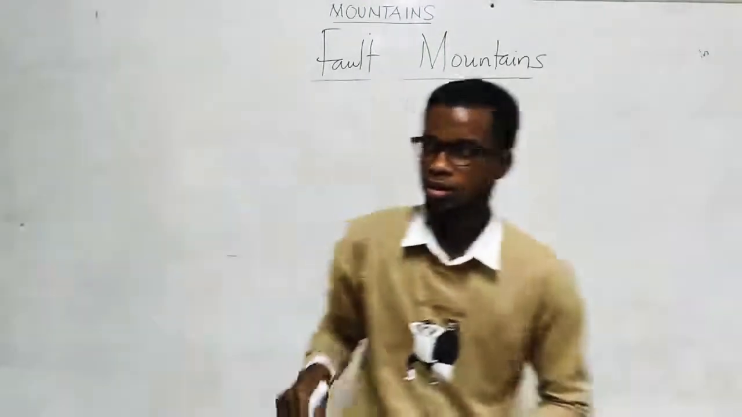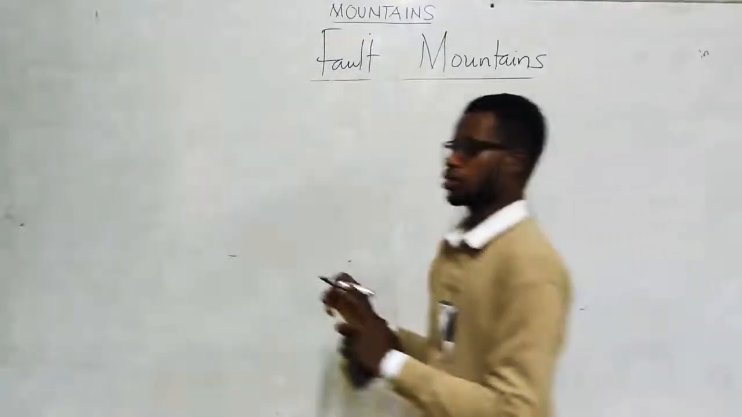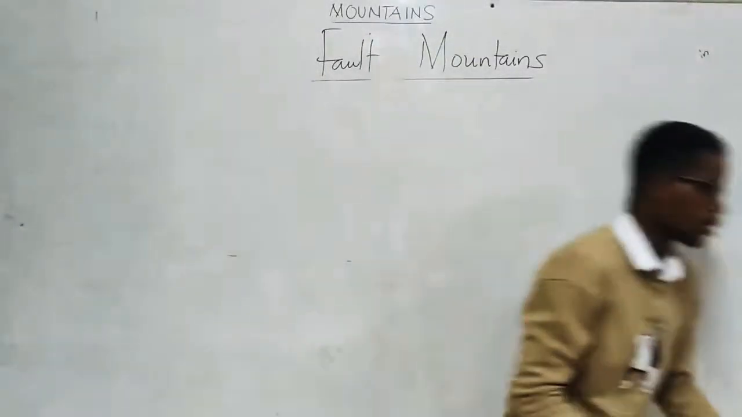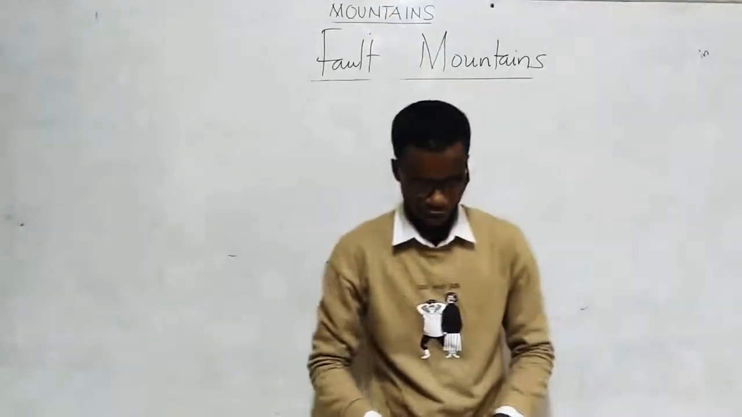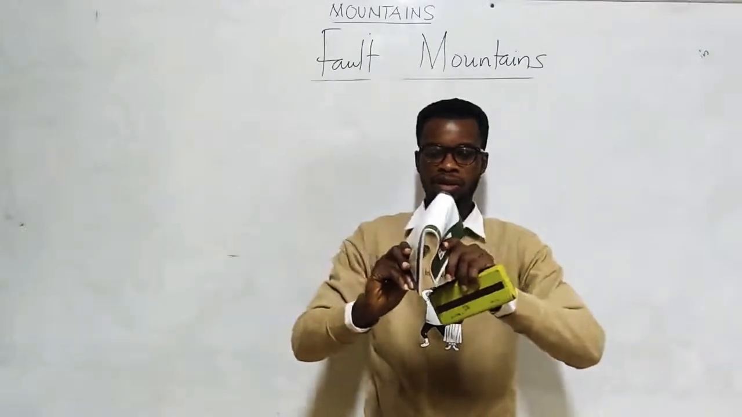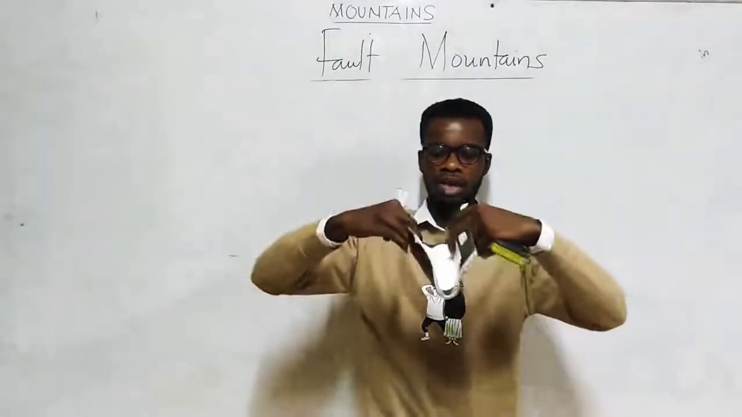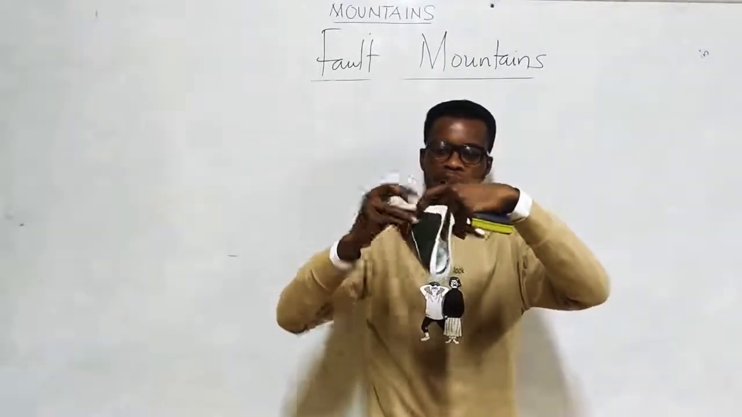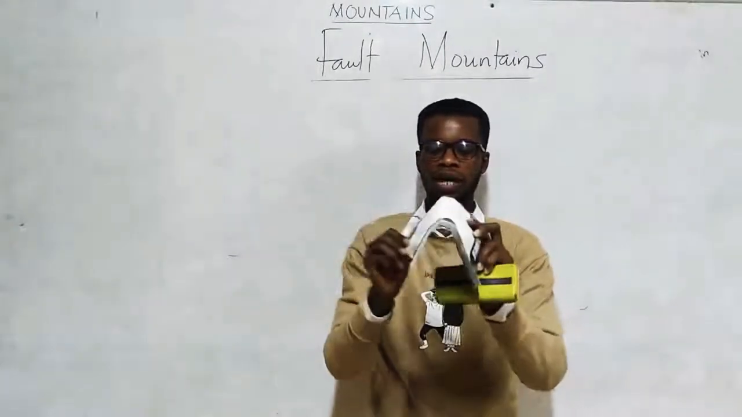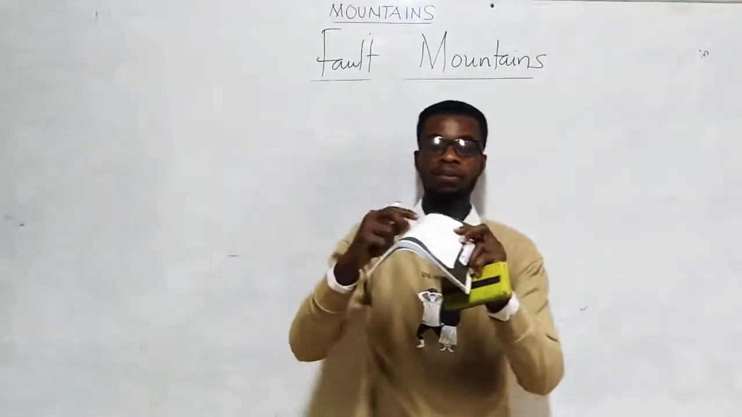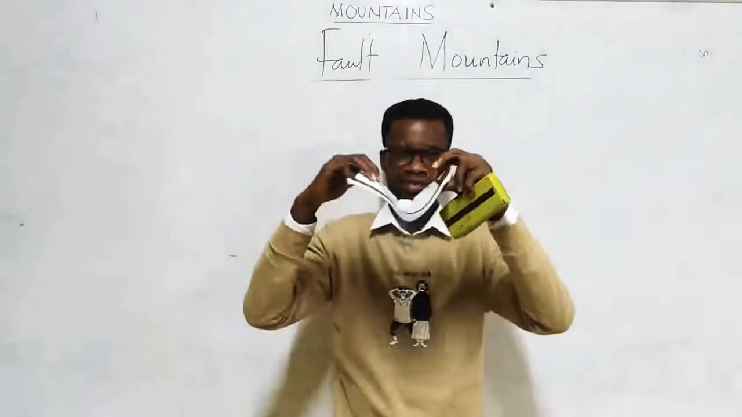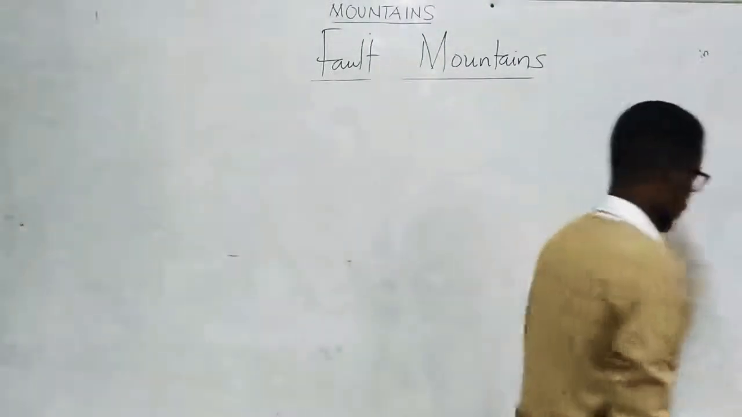As I've already stated, if we have the earth layers and the pressure causes the earth layers to bend, they will either fold upwards or downwards. This is what I was trying to demonstrate. The part that folds upwards becomes the anticline, and the part that folds downwards becomes the syncline. So let's take note of that.